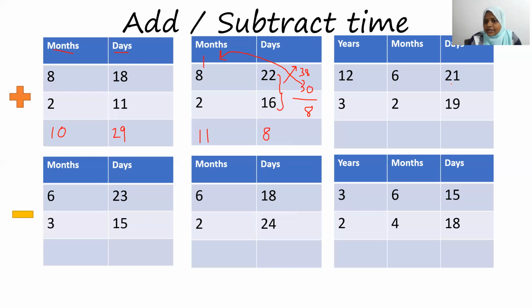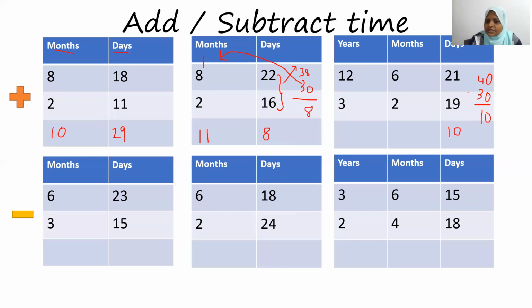Now look at this one. 21 plus 19 is 40. Again, yes, 40. There is 30 inside, so there's a problem. So what shall we do? 40. Take the 30 out. From 40, if you take the 30 out, what is the balance, children? You have a balance of 10. Yes. So that 10 we are going to write here.